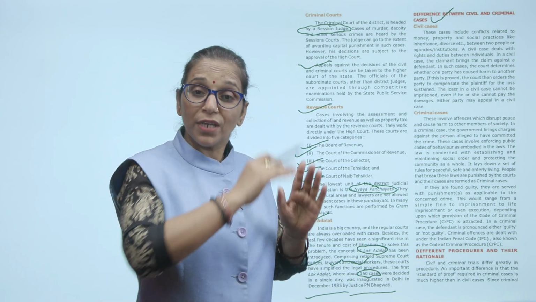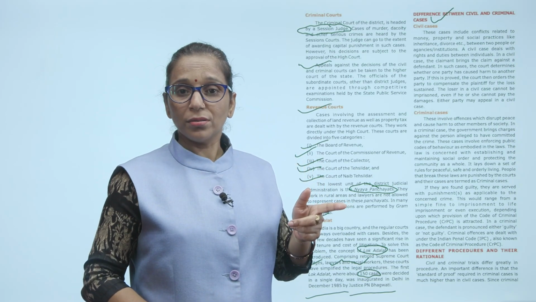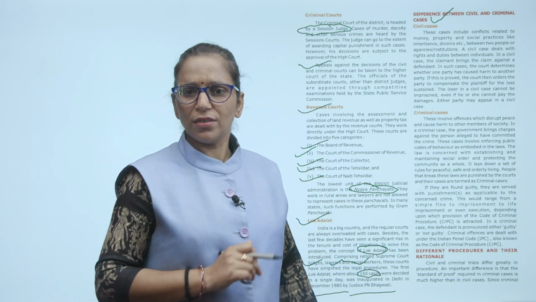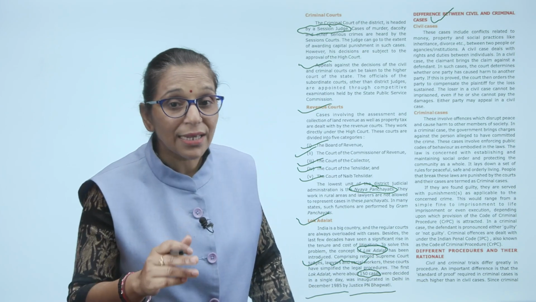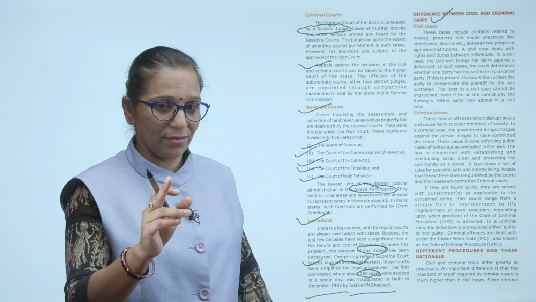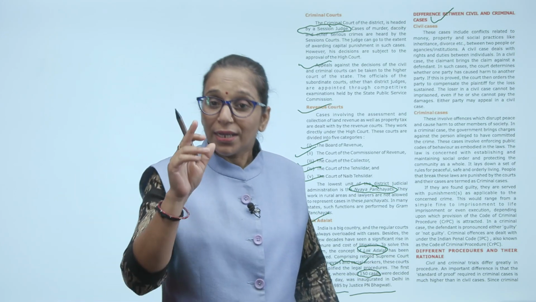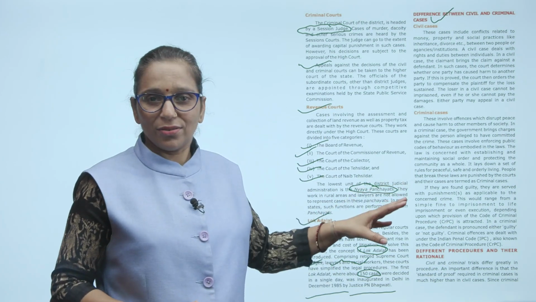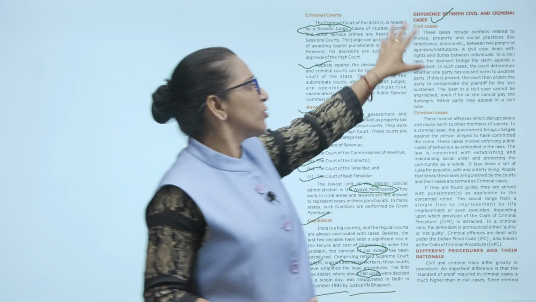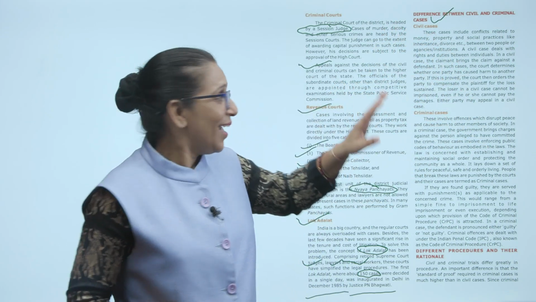If it is proved that this party has harmed the other party, then the court orders the party to compensate the plaintiff for the loss sustained. The loser in a civil case cannot be imprisoned, meaning no jail, even if he or she cannot pay the damages. Either party may appeal in a civil case. So a civil case is related to property or social issues, with no imprisonment in this.